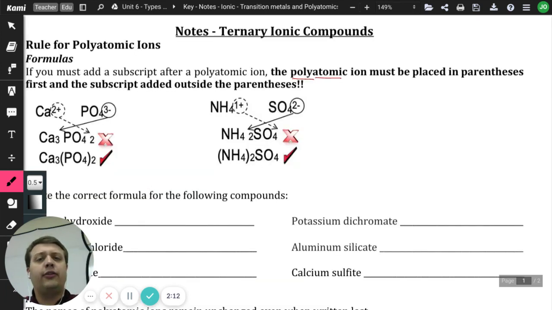Okay, so let's look at polyatomic ions. If I am using a polyatomic ion and I need to add a subscript after it, a very important thing that you need to remember to do is to add parentheses around that polyatomic ion. Why? Because it's that whole polyatomic ion that has that charge. So when you're trying to solve for the compound, after we do the swap, drop, reduce, after we cancel out those charges, you need to make sure your polyatomic ions are in parentheses.